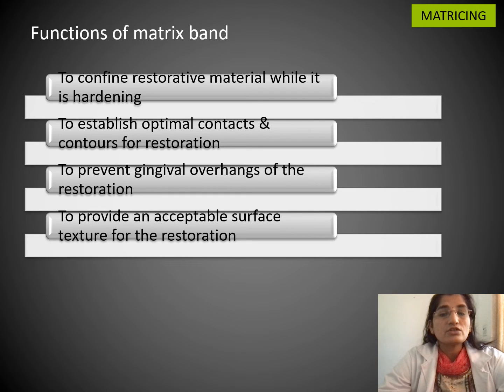Moving on to the functions of matrix band. To confine the restorative material while it is hardening, to establish the optimal contacts and contours for the restoration, to prevent gingival overhangs of the restoration, then to provide an acceptable surface texture for the restoration. So these are the functions of matrix band.